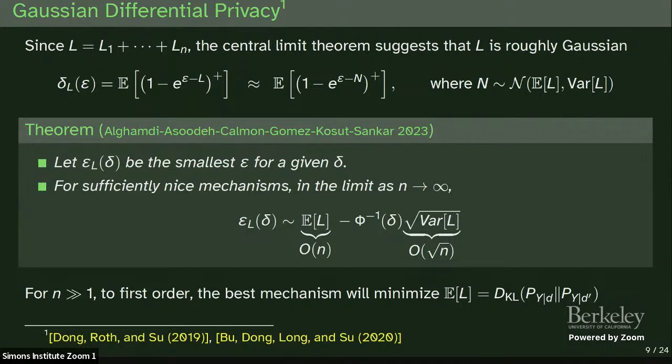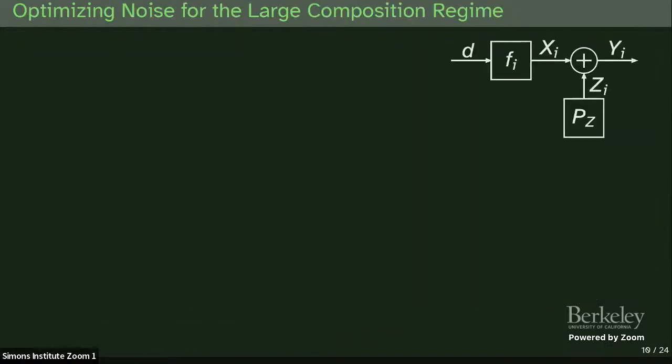And so again, if you want to connect this back to how we should design the mechanism, to first order, we should minimize just this expectation of L. And in fact, the expectation of L is just the KL divergence between the two output distributions. So in some sense, this is like a capacity, if you like, of the privacy problem, because as n grows in the asymptotic regime of many compositions, that's the dominating term. Okay, so what we can do is optimize for that KL divergence.